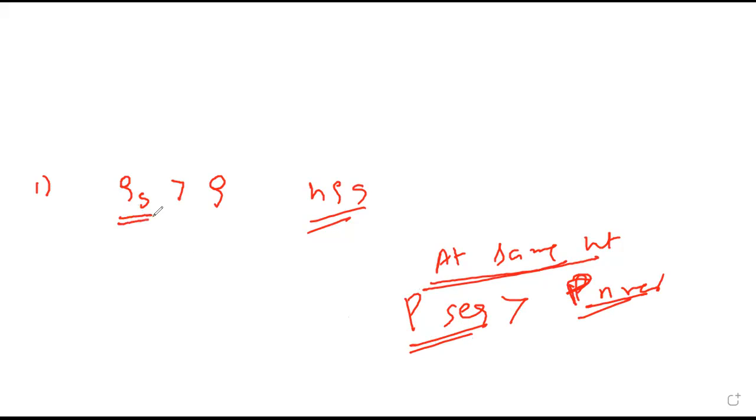So the density of sea water is greater than the density of river water. Therefore, the pressure of sea water is greater than the pressure of river water. Clear? Yes, sir. Second consequence.